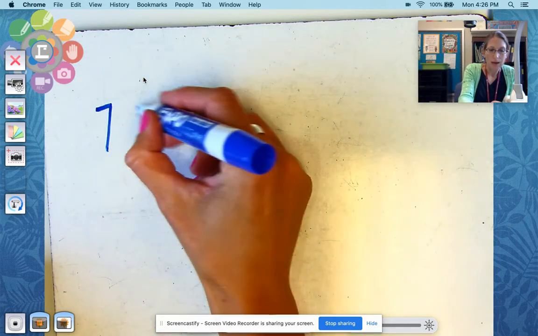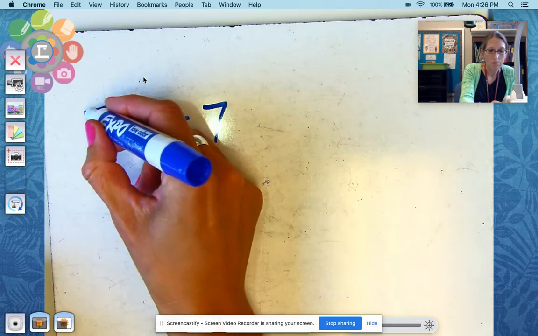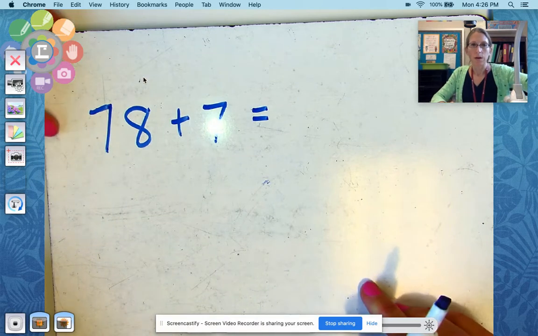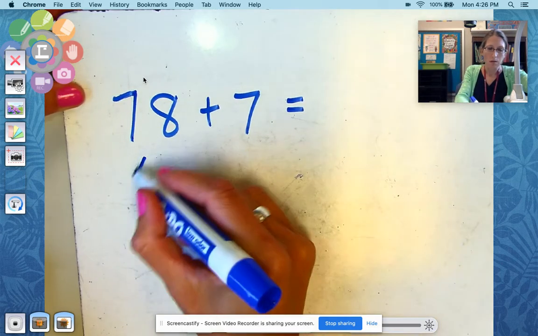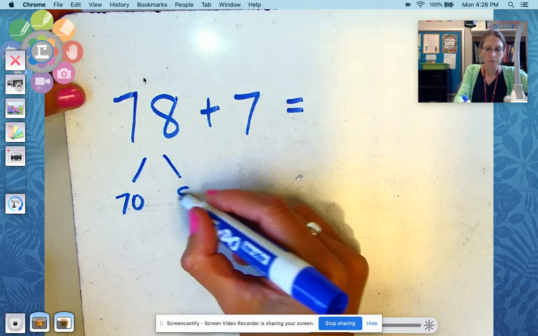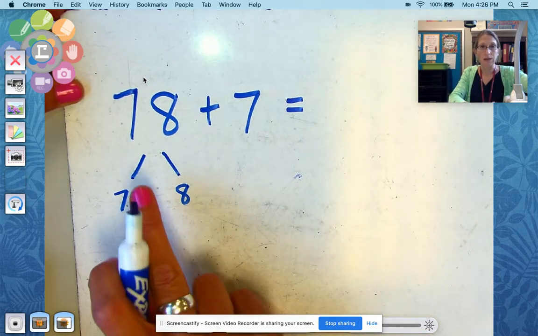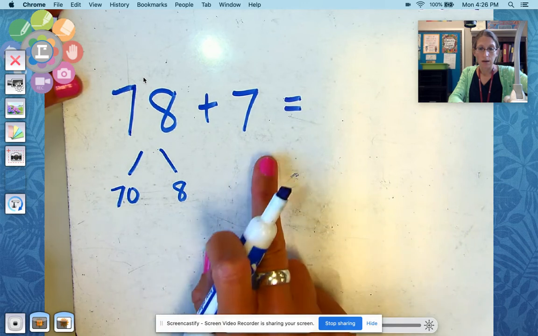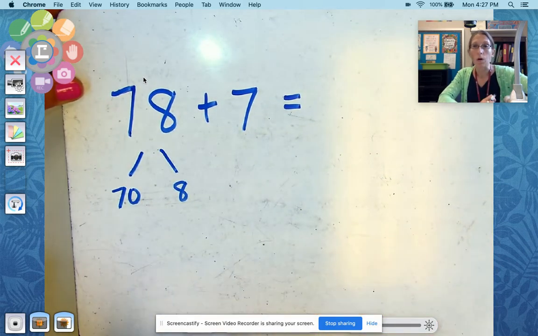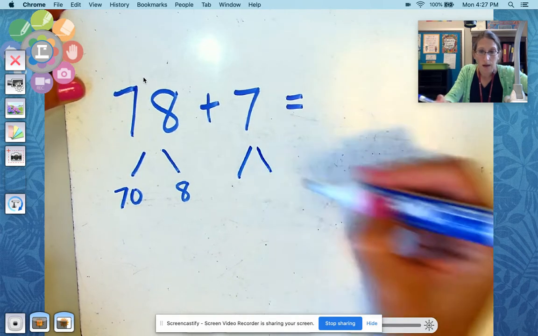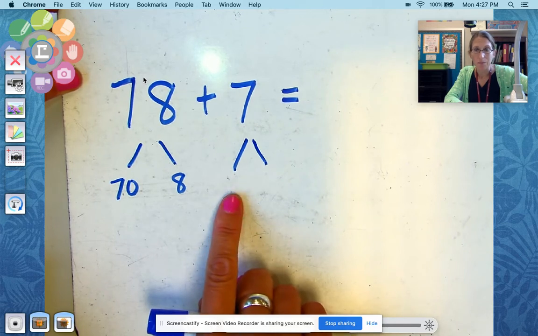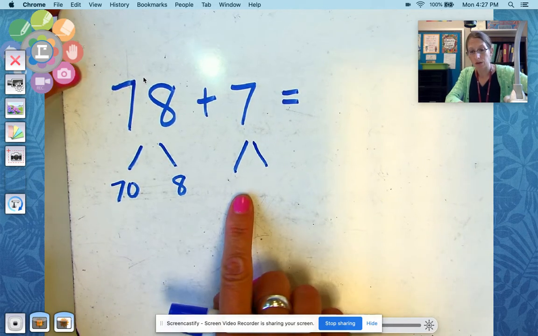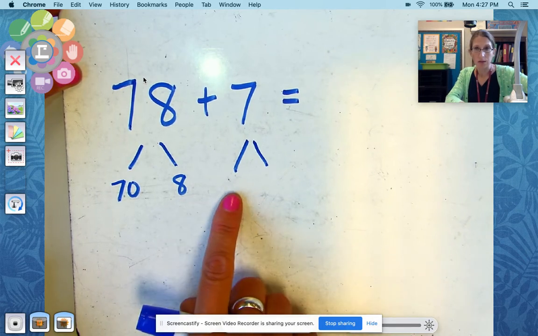Let's try another. What about if we had 78 plus 7? Now, what is a way that we could think about 78 plus 7? Again, we could break apart this number and think about it like that. 78 is made up of a 70 and an 8. And then our 7 is made up of a 7. Or we could break it apart into two numbers that would help us. And I know there's another number that goes along with 8 to make 10. Just like in the last one, we had a 5 plus 5. What other number besides 8 do I need to make 10?